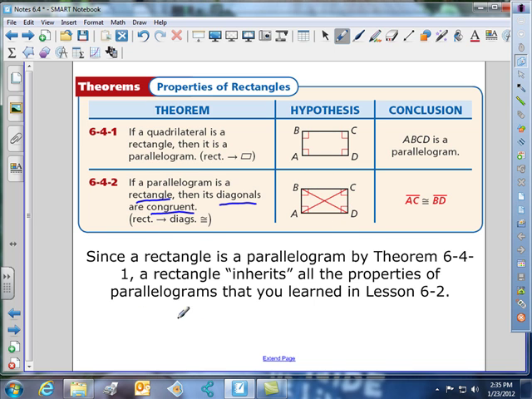Also, we can note down here the fact that since a rectangle is a parallelogram, then all of those properties we've talked about in the last couple of sections also are true.